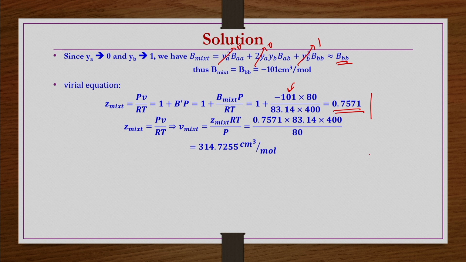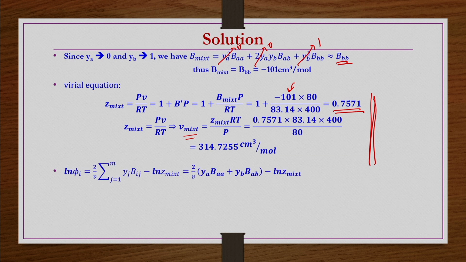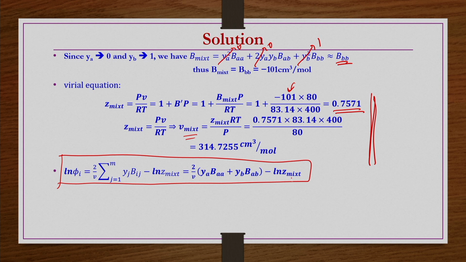Actually, up to this part, we have already seen in one of the lectures, finding only Z mixture and V mixture. Now, the next level to this: if you want to obtain the cross virial coefficient, you have to use this expression. Because now Z mixture is known, Ya and Yb are given, Ya is close to 0, Yb is close to 1, B_AA is given, and B_AB you have to find out. Also ln phi A infinity is given.